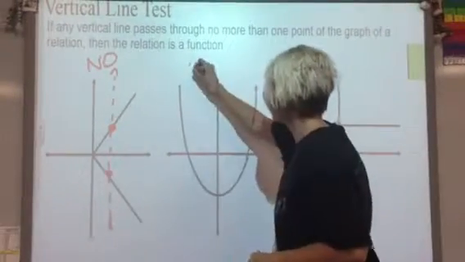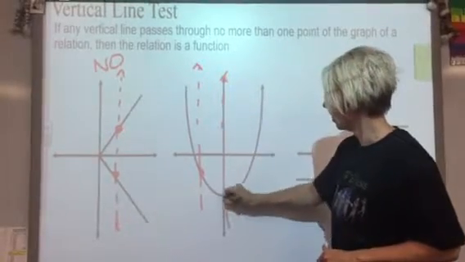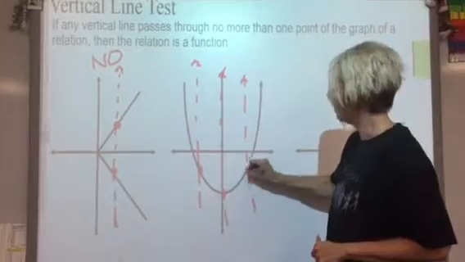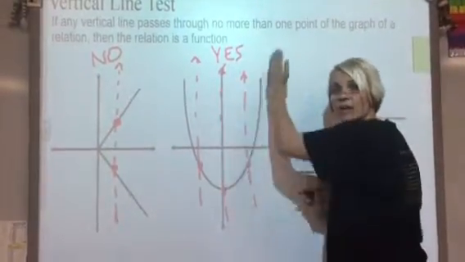This right here, this crosses at 1 point. 1. This is a yes. This is a function because it passes the vertical line test.